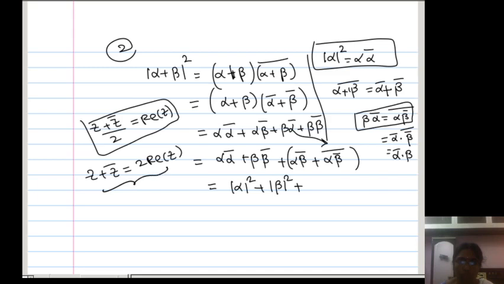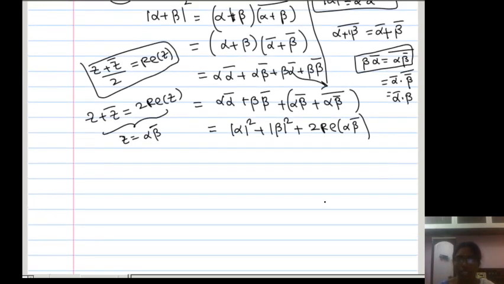By this concept, I am writing here. What is Z here? αβ̄. αβ̄ plus the conjugate of αβ̄ is equal to 2 into the real part of αβ̄. Shall I write like that? Instead of Z, αβ̄. So finally my conclusion: |α+β|² is equal to |α|² + |β|² + 2 Re(αβ̄). This is our second problem.